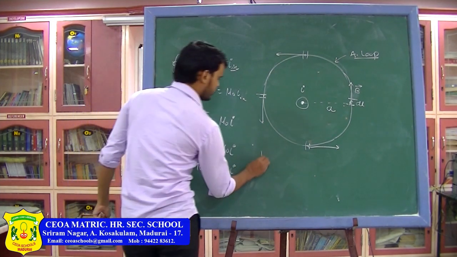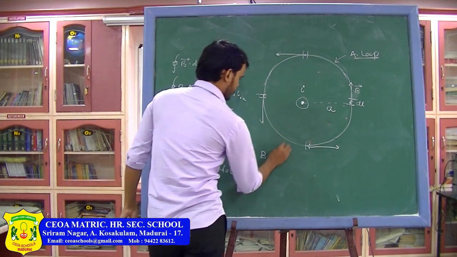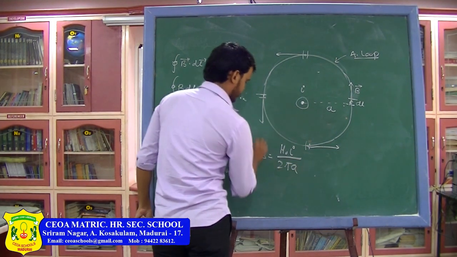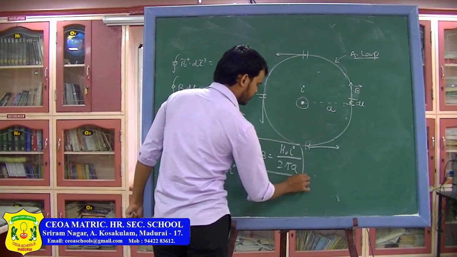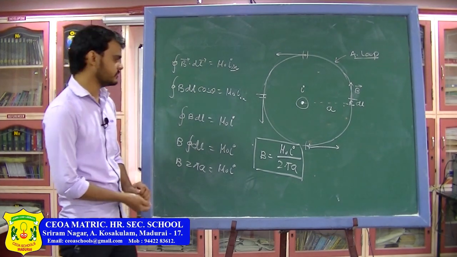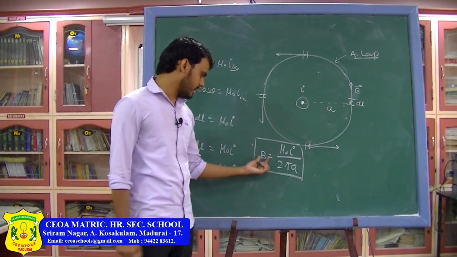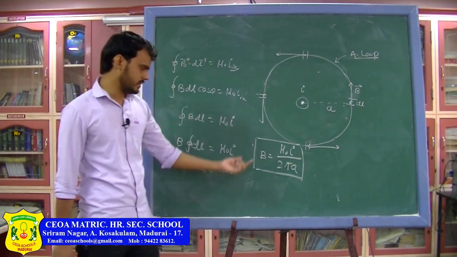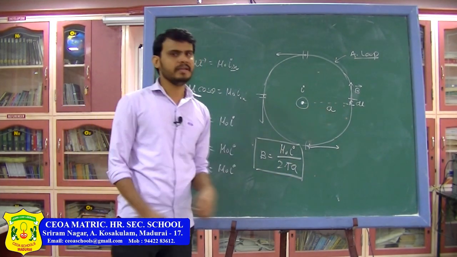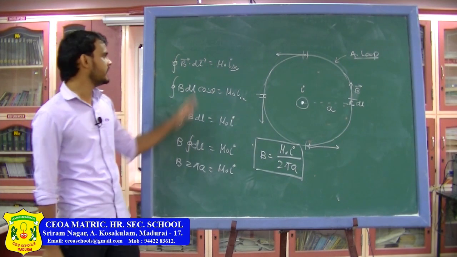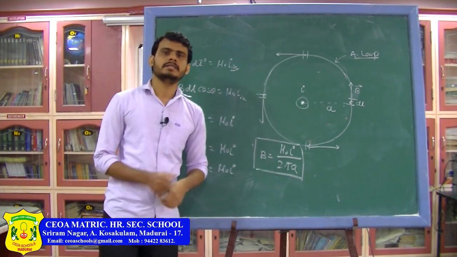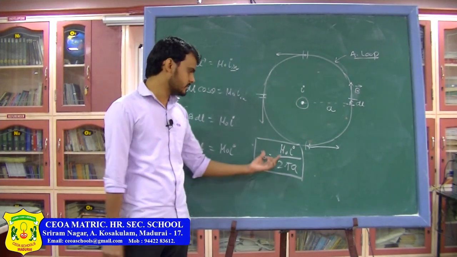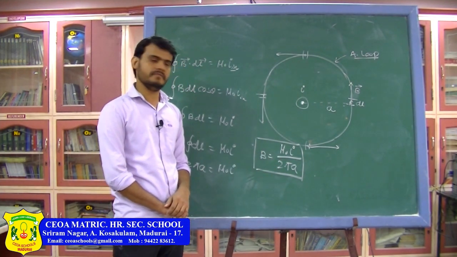From here the magnetic field will be mu naught I divided by 2 pi a. And if you remember the formula for the magnetic field due to an infinite wire, this was the formula: mu naught I divided by 2 pi a. So we have found out the magnetic field due to an infinite wire using Ampere's circuital law as well as the Biot-Savart law, and from both the laws we are getting the same answer for the magnetic field due to an infinite wire.